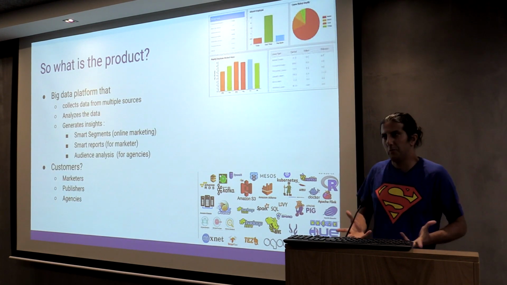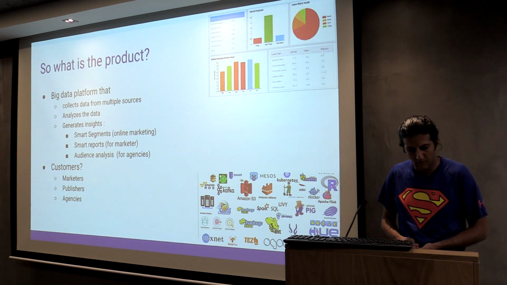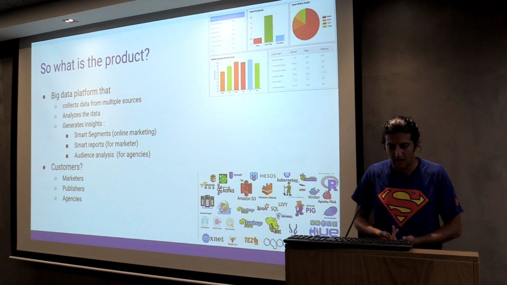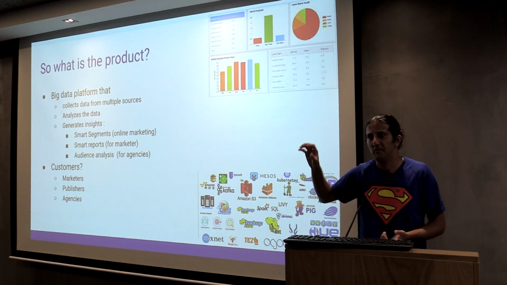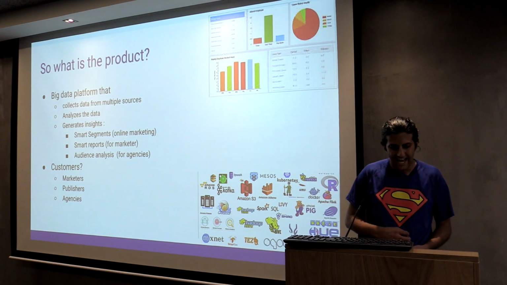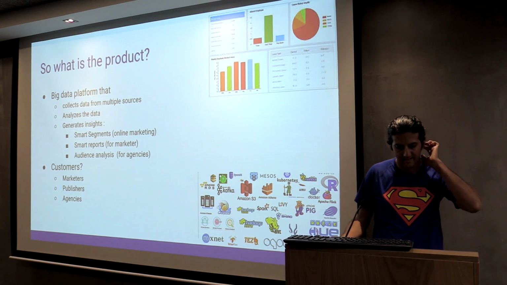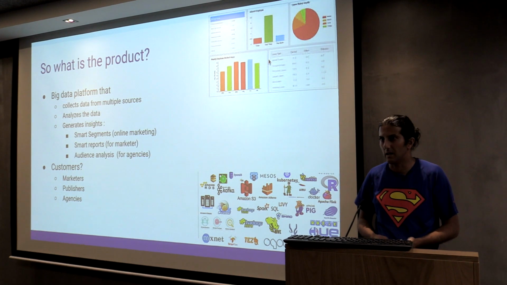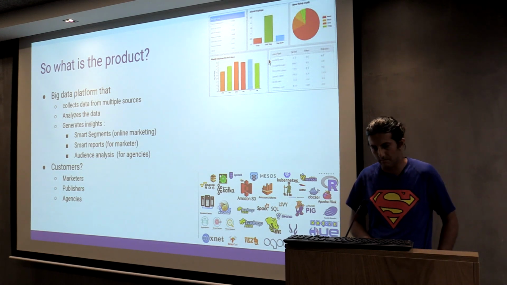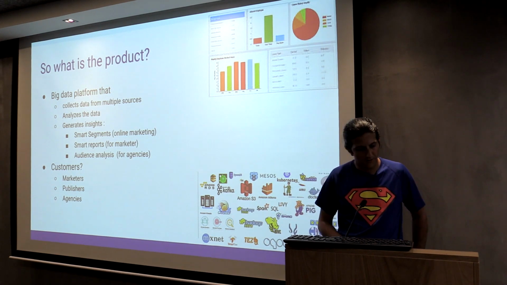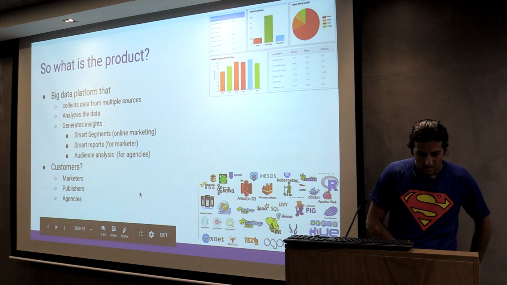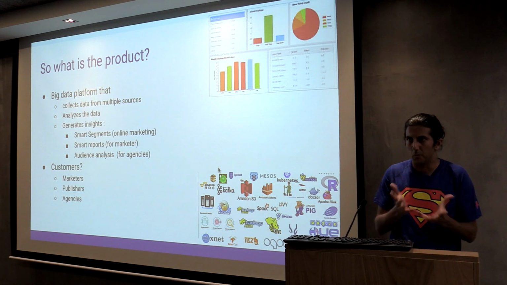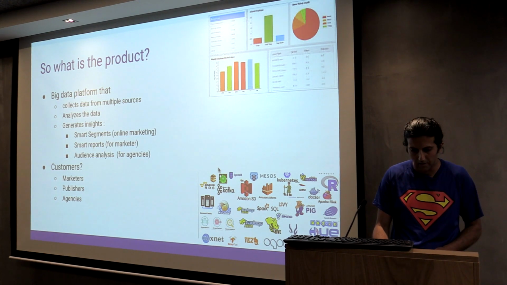So basically, what is the product we tried to create? The idea was to create a generic big data platform on the cloud that collects data from different data centers, analyzes the data, generates insights, and the idea was to present it in a report or communicate with marketing solutions. The customers were either marketers or publishers or agencies, so basically this was the company's purpose.